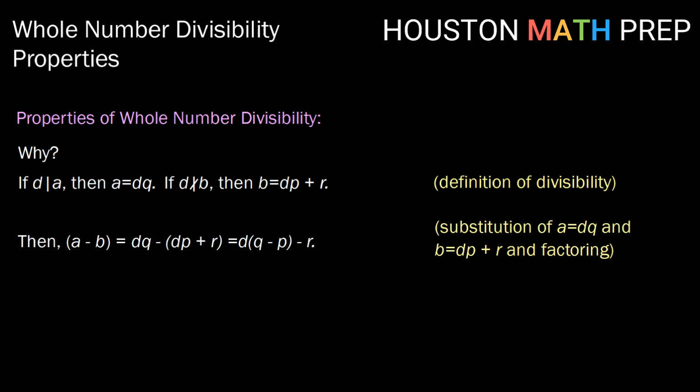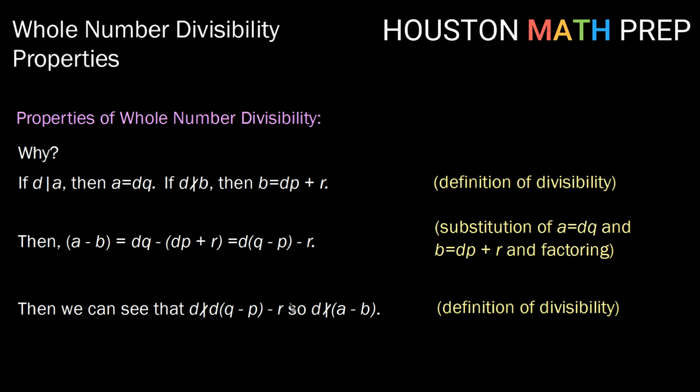So if we substitute, A minus B equals DQ minus (DP plus R), so just substituting for A and B, then we can distribute our negative here, and factor out our common factor of D to get D times (Q minus P) minus R. Then, because we have this minus R remainder, we can see that D does not divide this difference, so D does not divide A minus B.